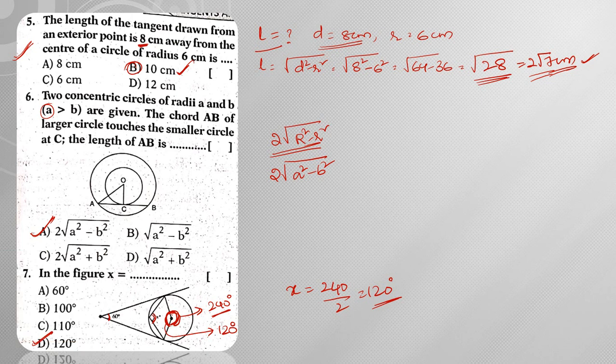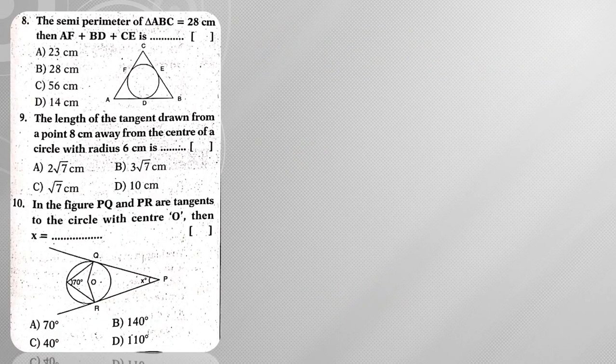Right. Next, moving on to question number 8. The semi-perimeter of triangle ABC is 28 centimeters. So what is meant by semi-perimeter? AB plus BC plus CA by 2 is equal to 28 centimeters, right? Now, from the figure, if you observe, AD length is equal to AF length, BD length is equal to BE length, and CE length is equal to CF length. Now, what is he asking you to find? AF plus BD plus CE, right?